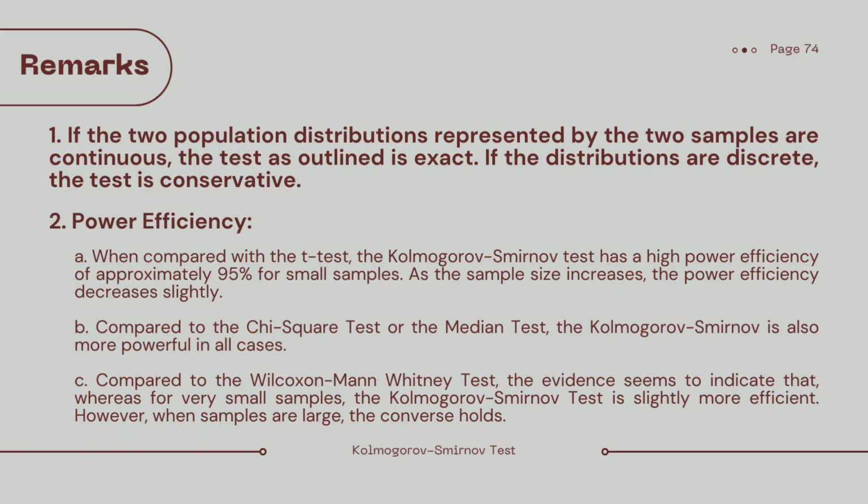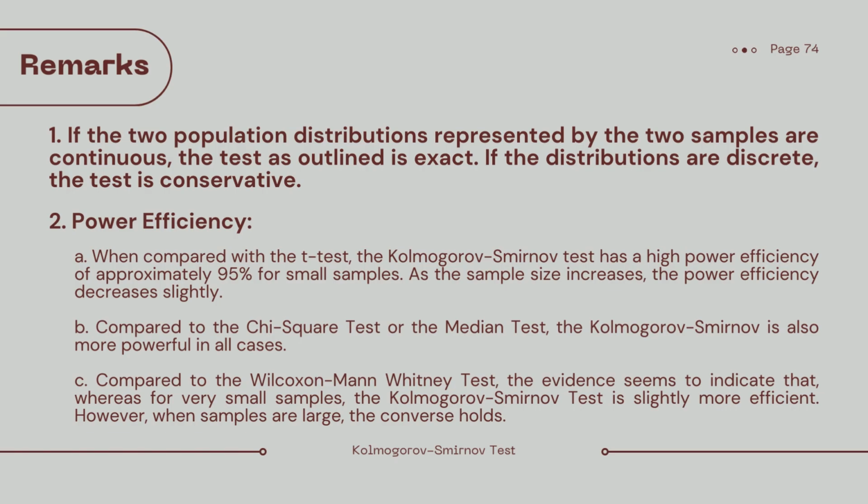For the second remark, which is about power efficiency, when compared with the t-test, the Kolmogorov-Smirnov test has a high power efficiency of approximately 95% for small samples. As the sample size increases, the power efficiency decreases slightly. Compared to the chi-square test or the median test, the Kolmogorov-Smirnov is also more powerful in all cases. And lastly, compared to the Wilcoxon-Mann-Whitney test, the evidence seems to indicate that whereas for very small samples, the Kolmogorov-Smirnov test is slightly more efficient. However, when samples are large, the converse holds.